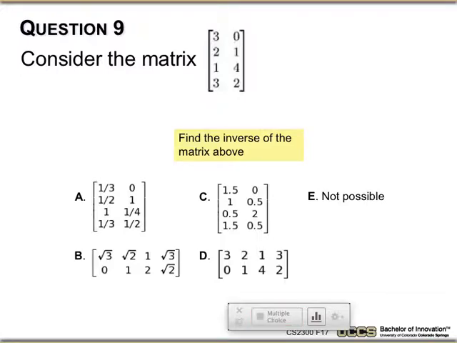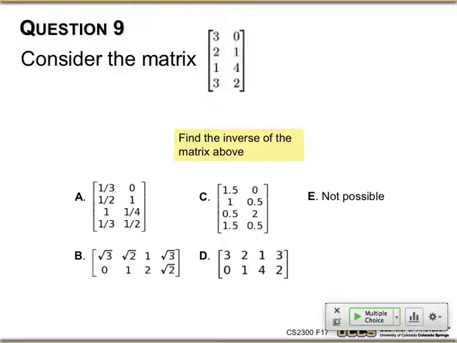Numbers are down. Okay, so the correct answer, which most people got, was E. The matrix isn't square. Only square matrices have inverses. What could you have done with this matrix? You could have done the pseudo-inverse. Right. Is any of these the pseudo-inverse? A is definitely not the pseudo-inverse.